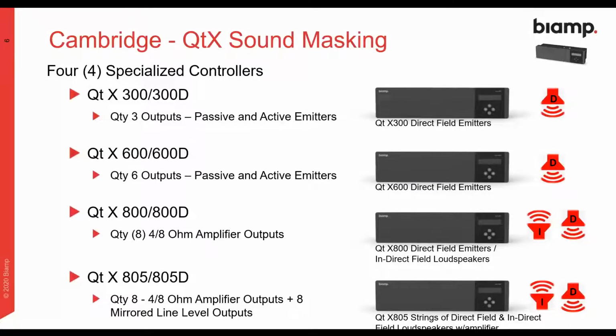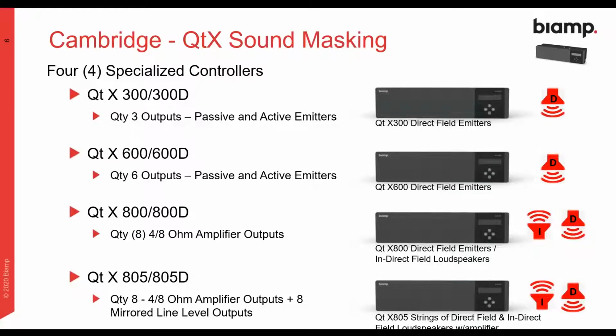So as we were talking about, the 300 and the 600 still support the same output types as what you've seen in the 300 and 600 QT Pro. So we're mainly looking at direct emitters. We're looking at direct field active and passive emitters to pair up with those devices.